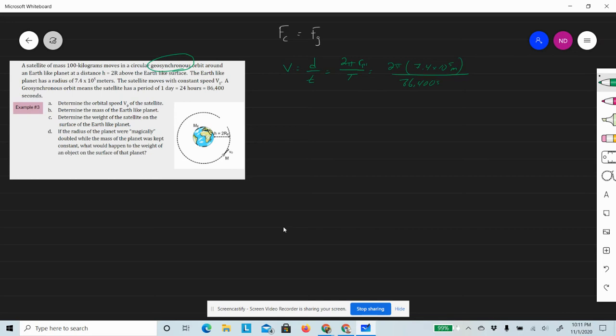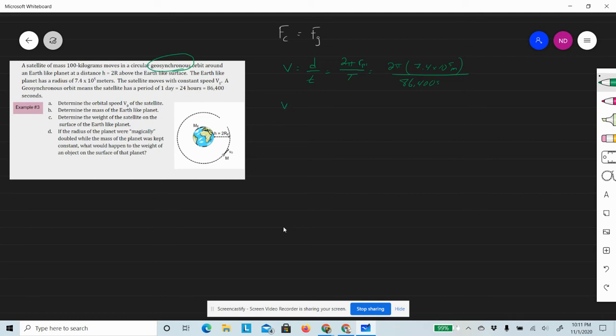That's supposed to read 86,400, but it doesn't look like that. That's supposed to be an 8. Okay, so let's do some math. 2 pi is 2 pi. You should use the pi symbol as opposed to 3.14 in your calculators. 2 pi times 7.4 E 5. There's the numerator. Divide that by 86,400 seconds, and we get the speed of this thing.